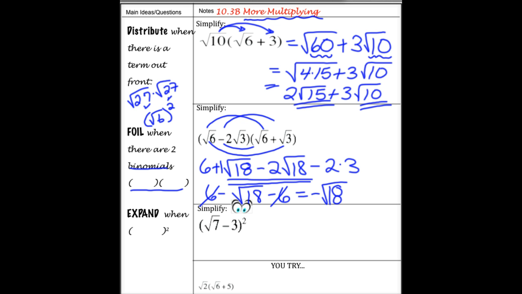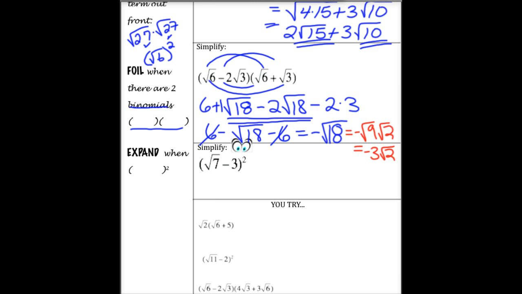But I'd like you to understand, somebody blurt out, why is that not done? Blurt it out. And you should be blurting. There's a 9 in 18. So we're going to break that up into root 9, root 2, which is going to give me negative 3 root 2.